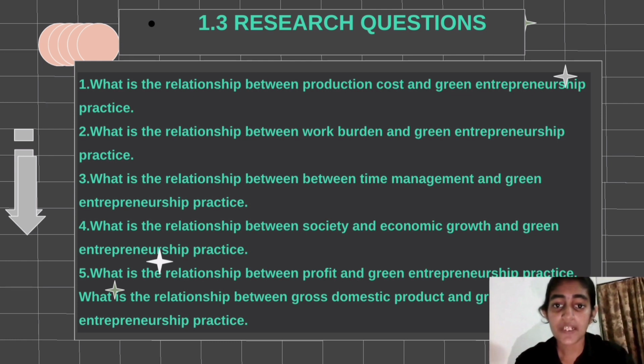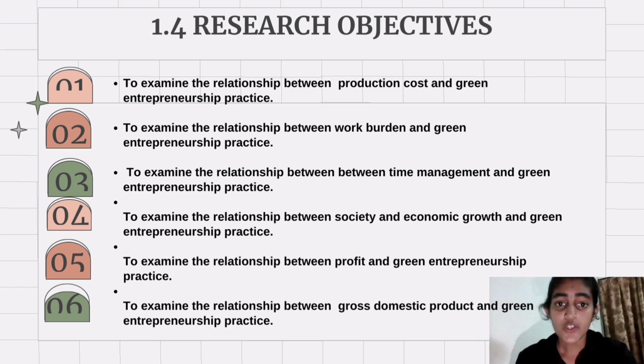1.3, research questions. What is the relationship between production cost, work burden, time management, society and economic growth, profit and gross domestic product with the green entrepreneurship practice? 1.4, research objectives. The objective is to examine the relationship between production costs, work burden, time management, society and economic growth, profit, and also gross domestic product with the green entrepreneurship practice.